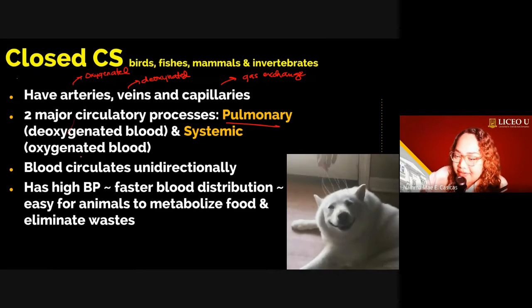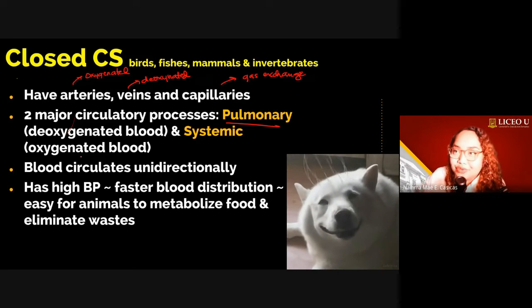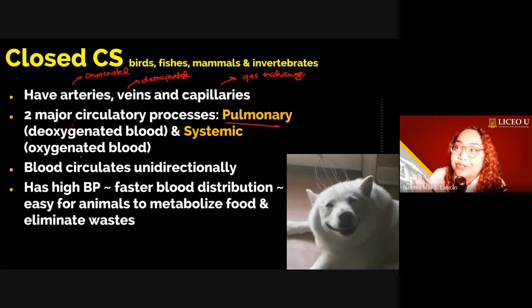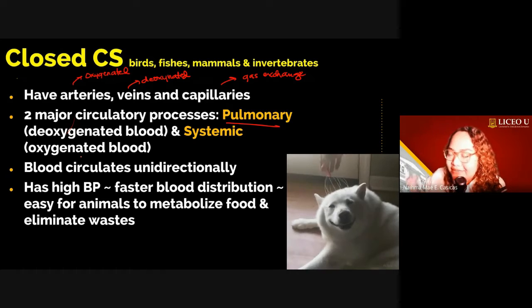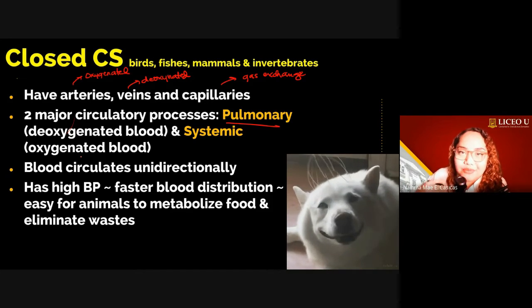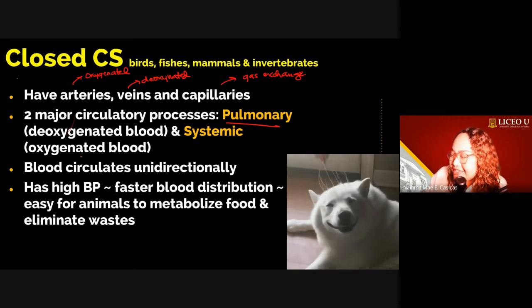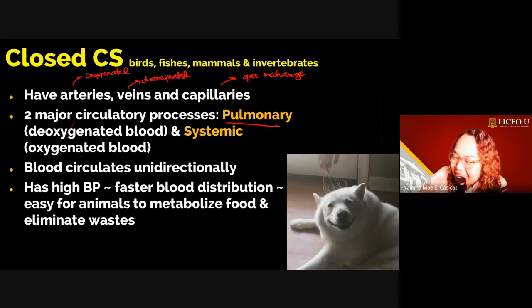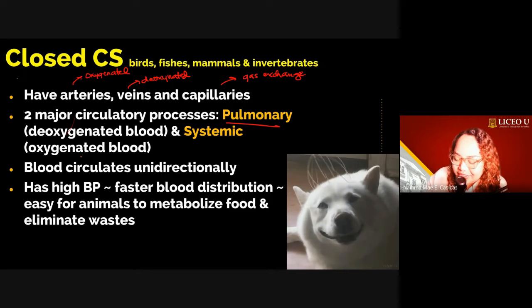And then, alongside that, because of the higher BP, we are also able to eliminate water, no? So we can metabolize food and then eliminate the waste from the food faster. So our cellular respiration would also be faster because we're able to produce ATP faster than those animals that have open circulatory systems.